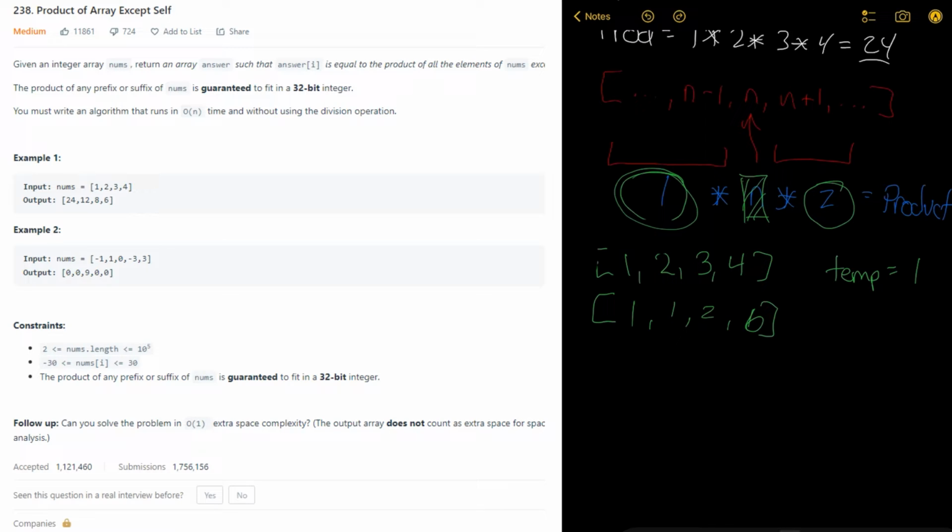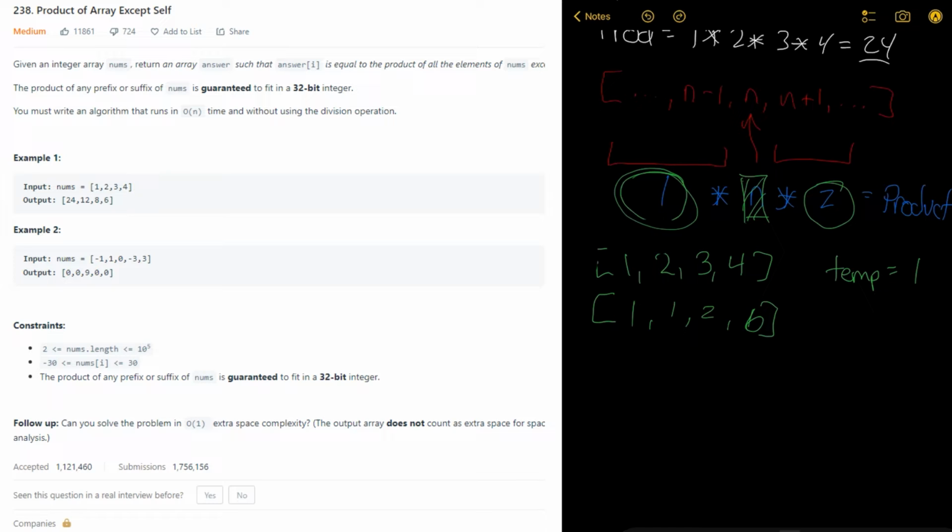In order to do this, we would take our output array and take the value at the index that we're looking at, which in this case, we're starting on the right, which is 6. We would multiply it by the value that we have in temp, which in this case is 1, so 6 times 1 is 6. We would take that value and put it back in this index here. So in that case, we replace 6 with 6, and that's taken care of.